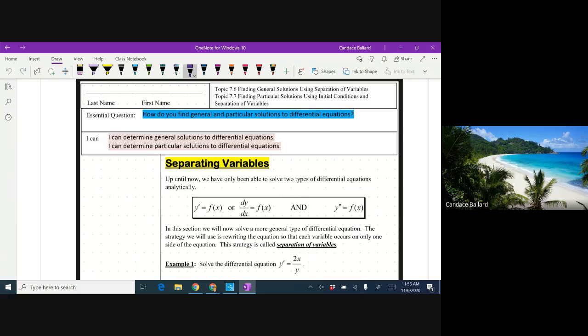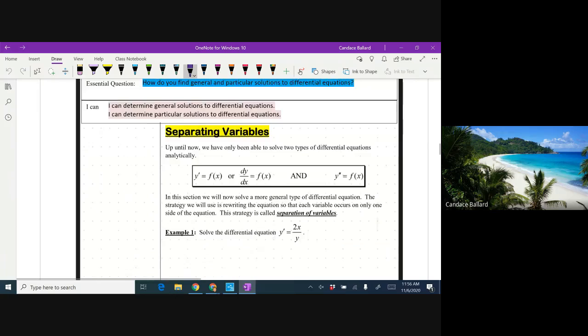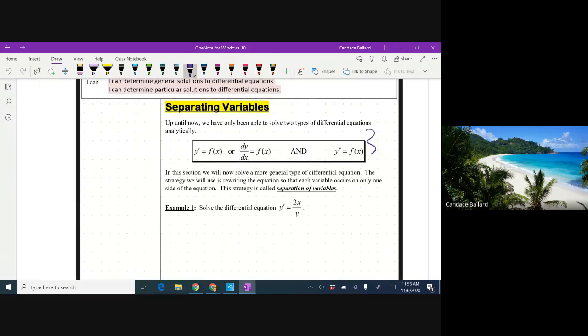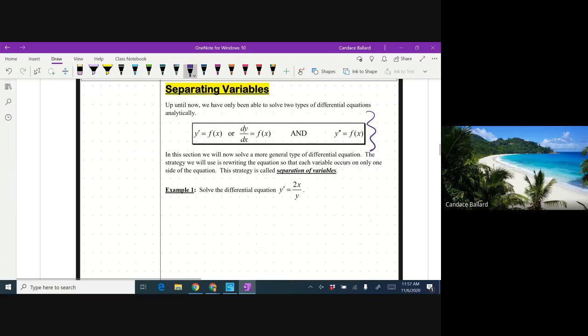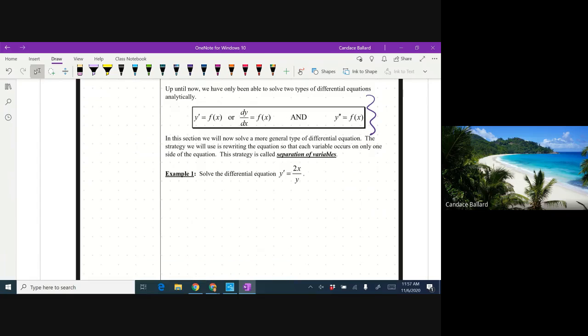Let's keep going on separating the variables. So up until now, I've only been able to solve 2 types of differential equations analytically. So these are the types we've been able to solve, right? In this section, we will now do a more general type of differential equation. The strategy we will use is rewriting the equation so that each variable occurs on only one side of the equation. This strategy is called separation of variables, okay? So hopefully you remember this from last year.